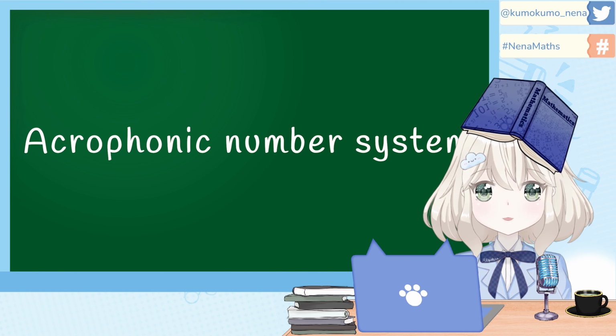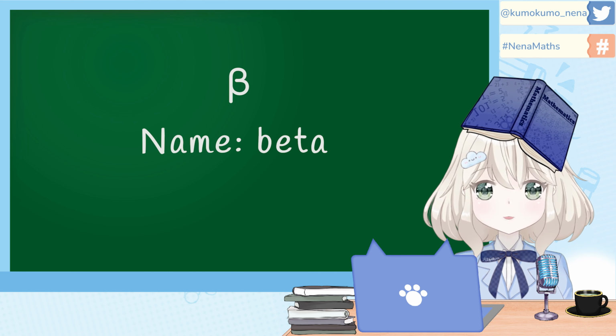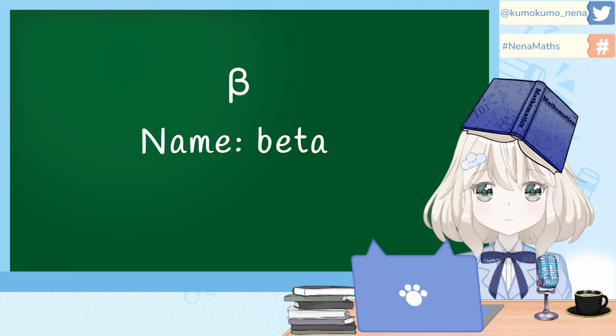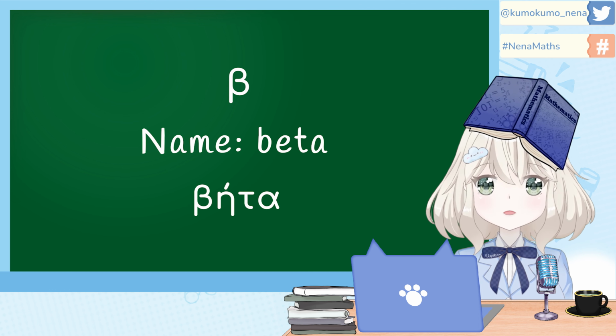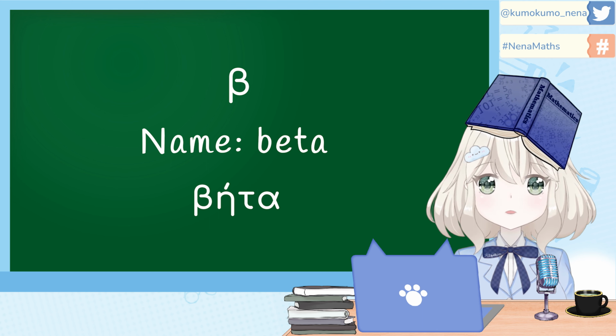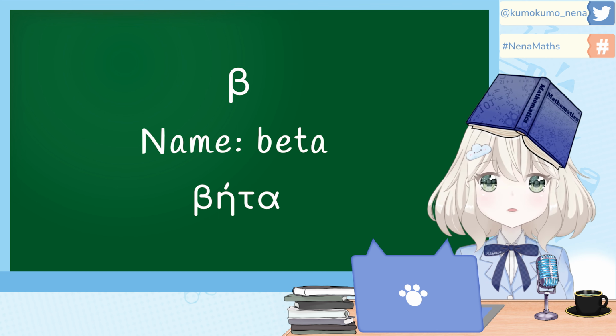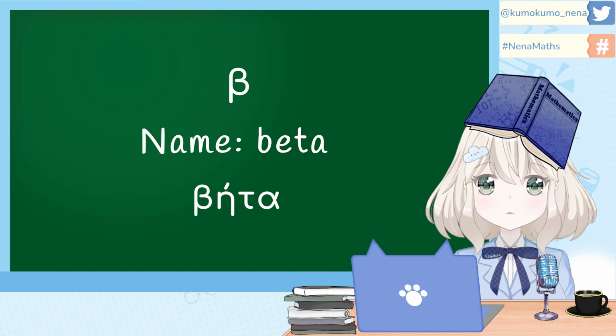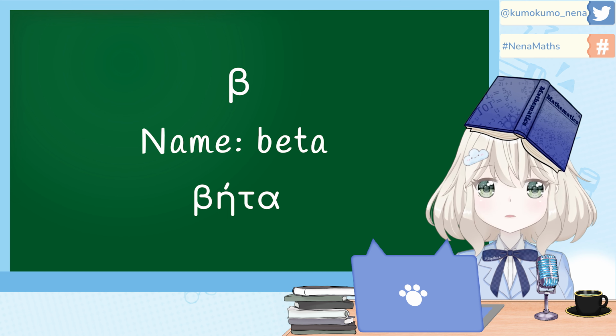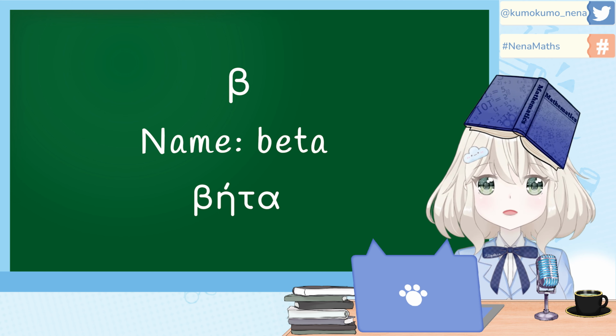Acrophonic refers to a system in which the symbols for the letters come from the first letter of their names. Greek letter names are acrophonic. For example, the name of the letter beta is spelled with this. So the acrophonic number system uses the initial letter of each number's name as its symbol, but with the exception of the vertical bar representing 1. Let us see these symbols.